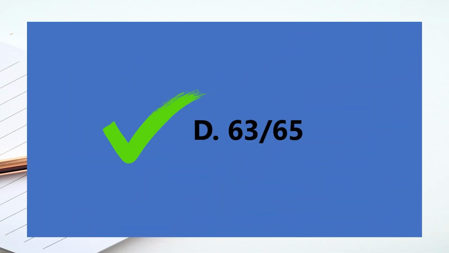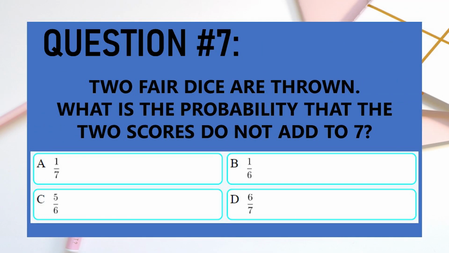And the correct answer is letter D, 63 over 65. Question number 7. Two fair dice are thrown. What is the probability that the two scores do not add to 7?